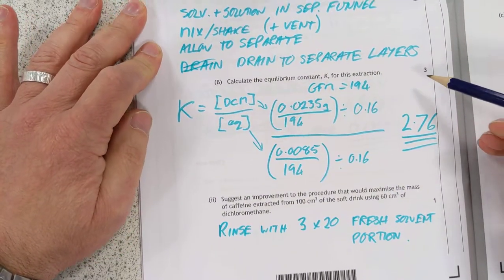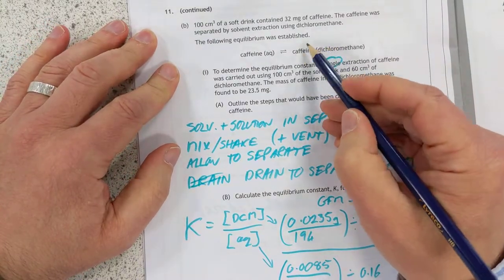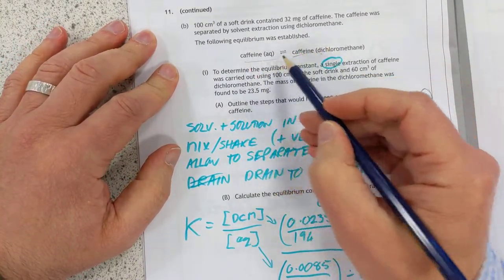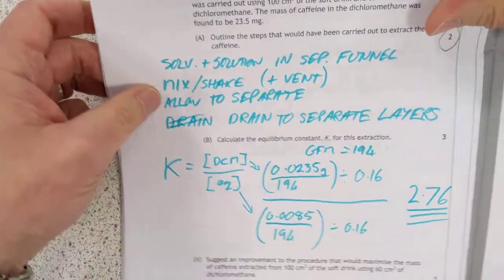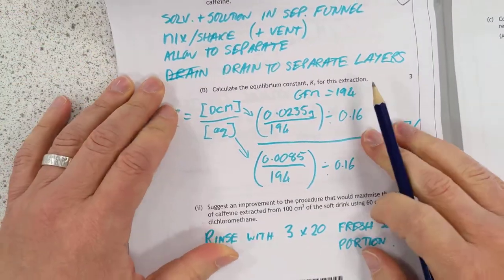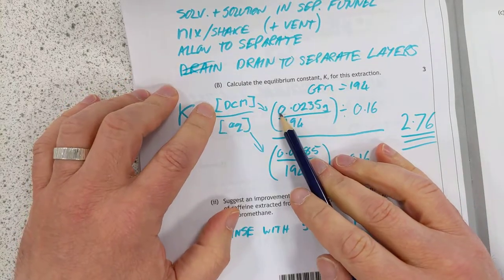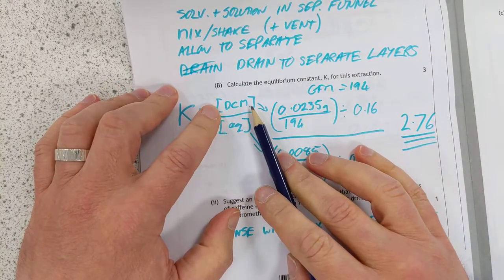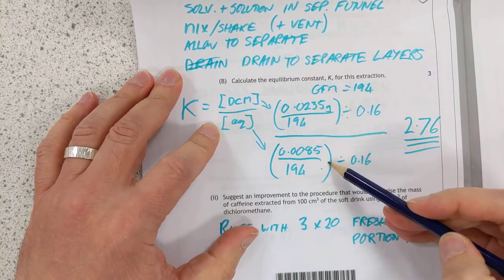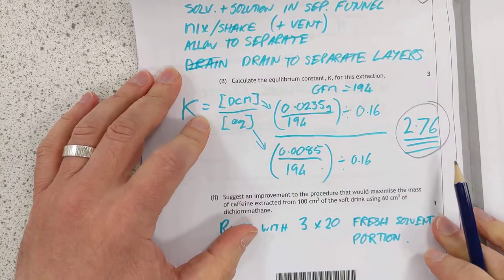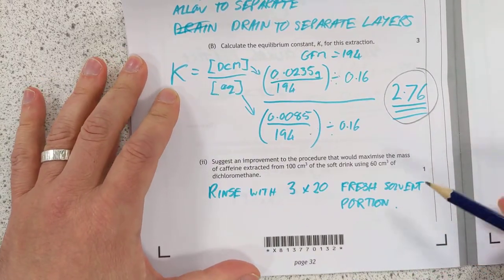I got an equilibrium going on here. This is effectively your product, so that's the right-hand side, that's the left-hand side. There's your volume, 32 milligrams. You do the calculations. Concentration in the DCM, that's dichloromethane, sorry, flipping into shorthand notation. Concentration in the aqueous, I think, are these two numbers here. I ended up with that number there. We'll see if I'm right or not.